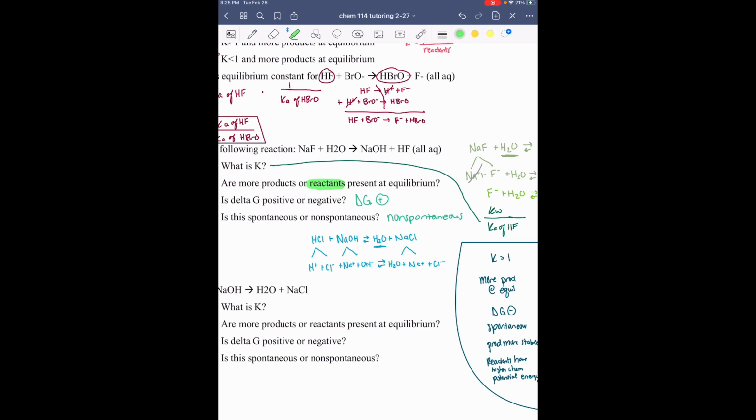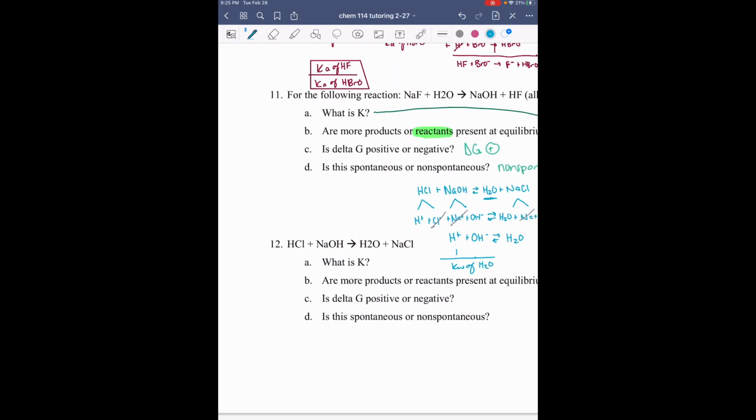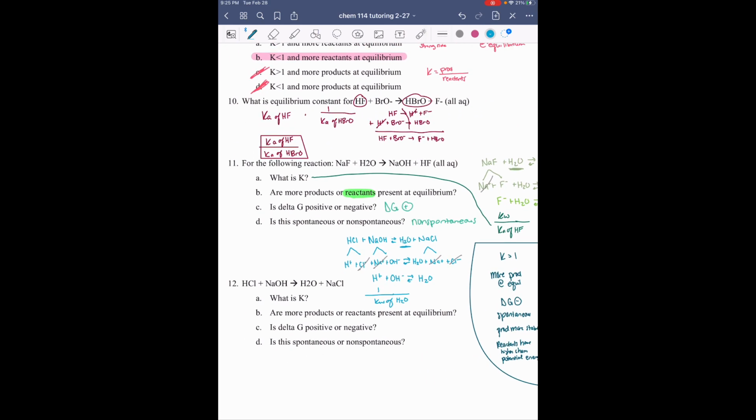A lot of things on there. So now I can cross out chlorine and Na. And what am I left with? H plus, OH minus yields H2O, and that's it, which is our 1 over the Kw of H2O. If Kw is 10 to the negative 14th, then that is K less than 1, so this is going to be K is greater than 1.